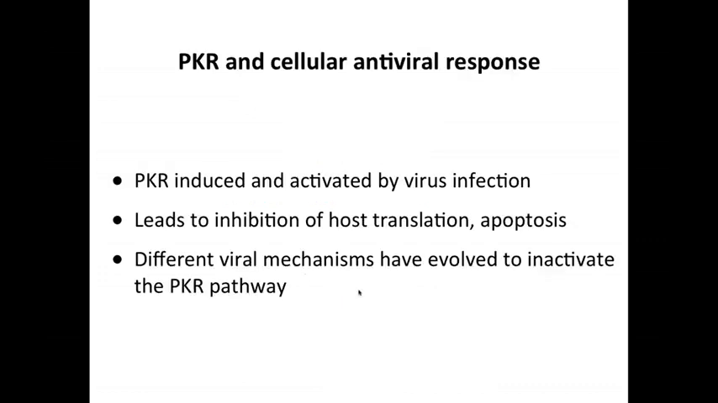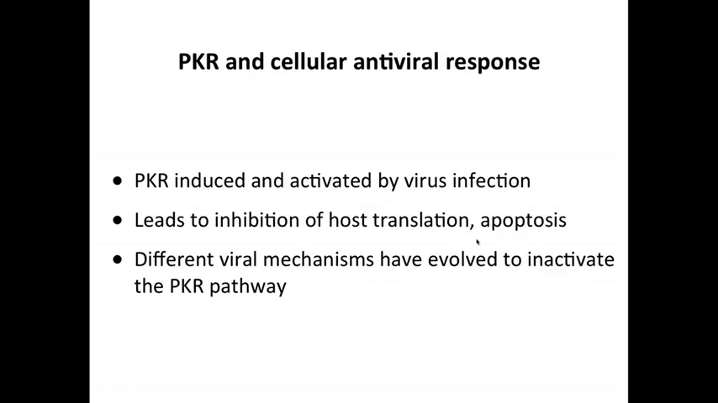So PKR is induced, remember, by interferon. It's activated by virus infection. The activating means PKR binds double-stranded RNA, phosphorylates itself, and then it can go on to inhibit protein synthesis. The phosphorylation of eIF2 inhibits host translation. It also stimulates apoptosis, and this is basically shutting down the cell so the virus can't replicate.